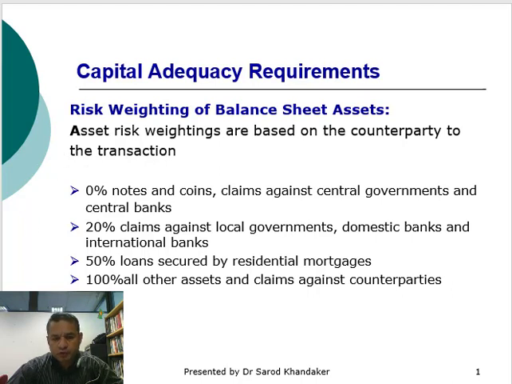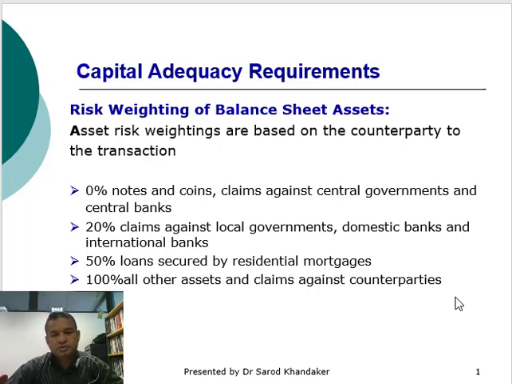Now the following shows what the risk weighting will be for each asset class. The first one is 0% on notes, coins, and claims against central governments and central banks. So if in the bank balance sheet assets there is any claim against the central government, central bank, or notes or coins, the risk weighting will be 0%. 20% applies to claims against local government, domestic banks and international banks. So any claim against international and local banks will be allocated a 20% risk weighting.